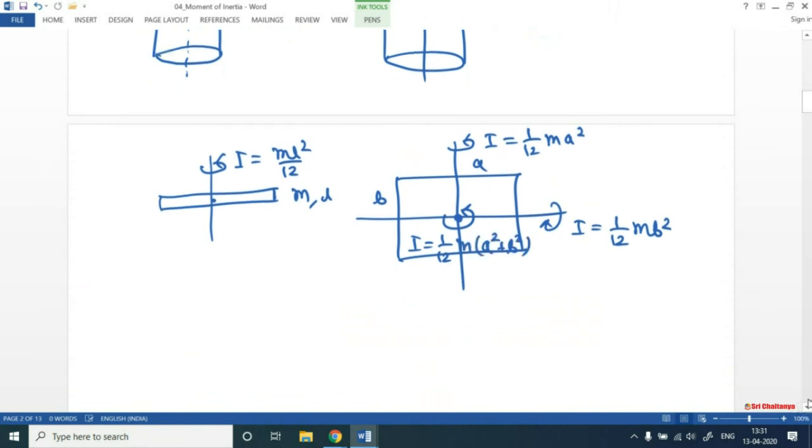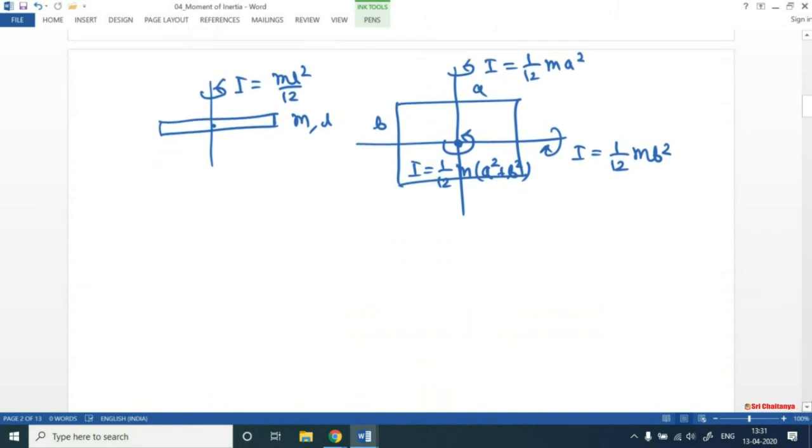Okay, and one another important result, of a triangular lamina. Let's say we have a triangular lamina of mass m, and we are trying to find the moment of inertia about this axis, and let's say this is height h. So I would be nothing but 1 by 6 mh square.